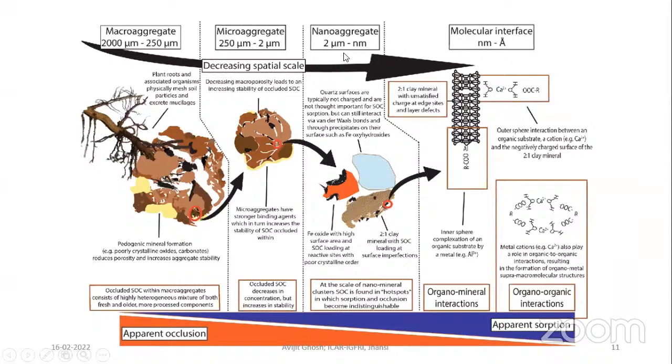Nano aggregate has diameter 2 micrometer to 1 nanometer. Micro aggregate has diameter of 250 micrometer to 2 micrometer. And macro aggregate has greater than 250 to 2000 micrometer diameter.